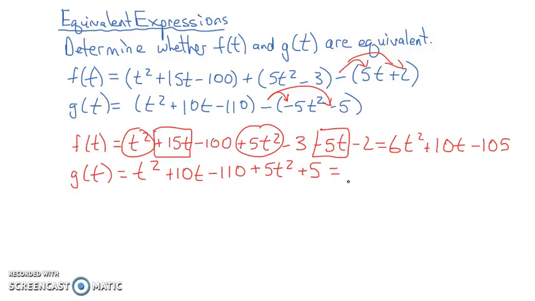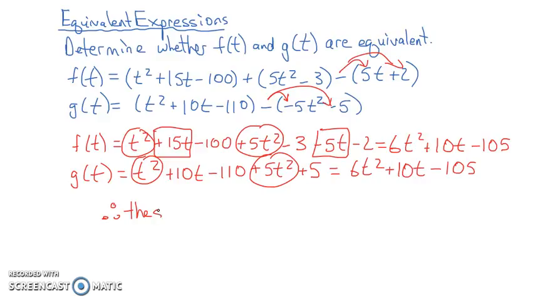Let's see if g of t gives me the same thing. T squared plus 5t squared is going to give me 6t squared. You can probably already tell this, but plus 10t, and then negative 110 plus 5 gives me negative 105. So we would say, therefore, these are equivalent algebraic expressions.